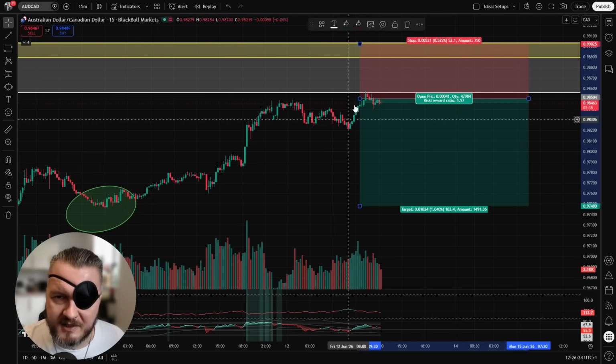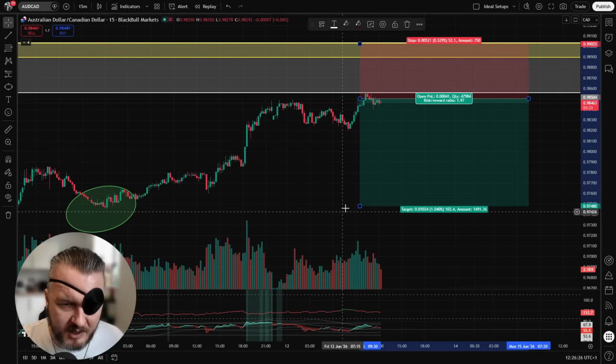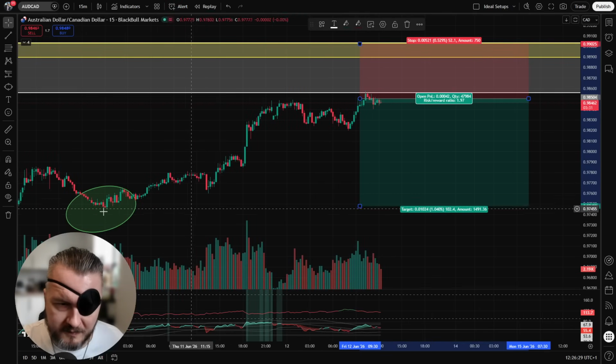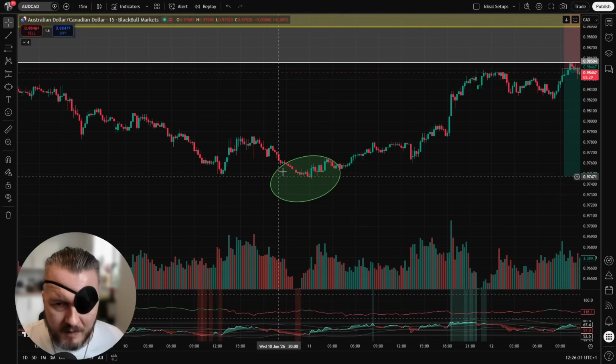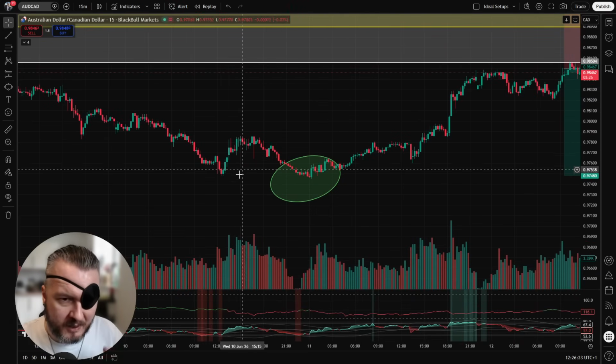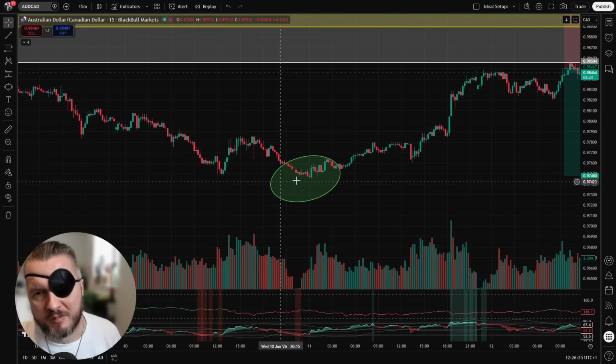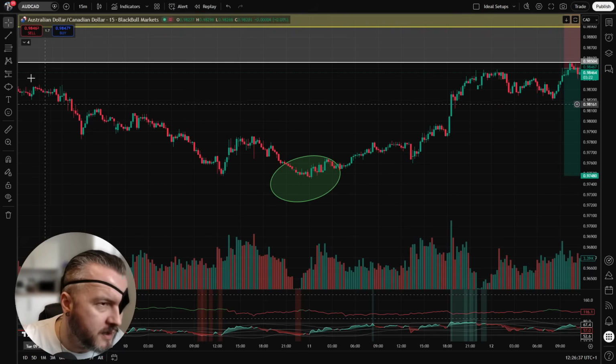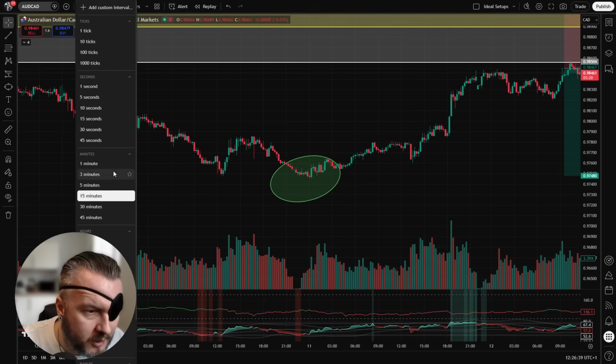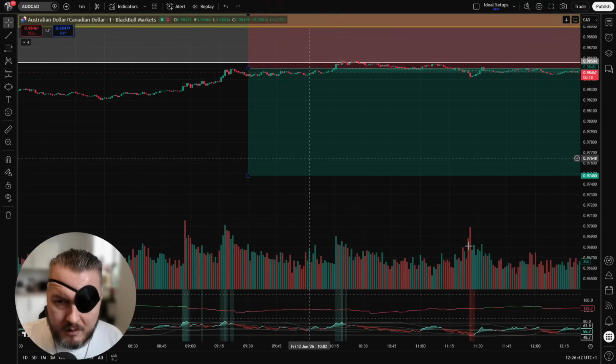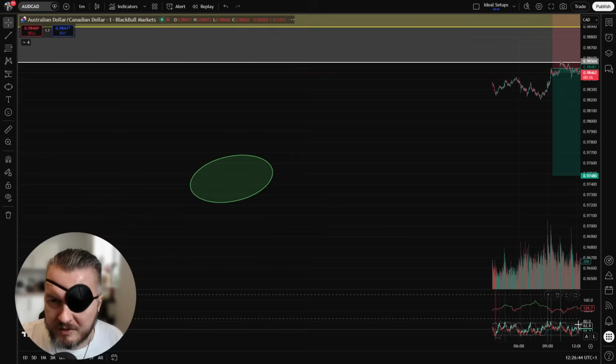Now this setup here specifically, I'm expecting I'll probably close it around this level for obvious reasons. The market rebounded when it reached this level, and if I zoom out a little bit more, cool, that view's gone a bit funny.